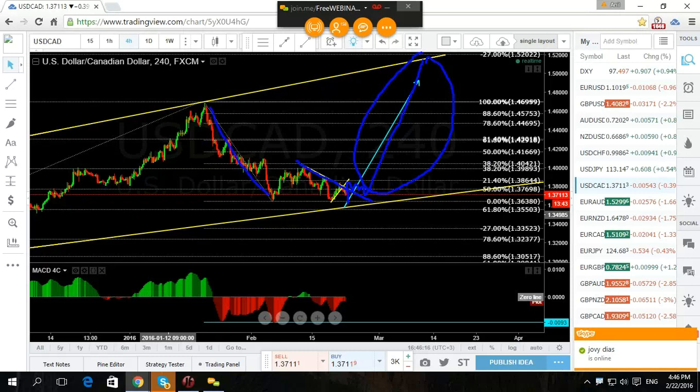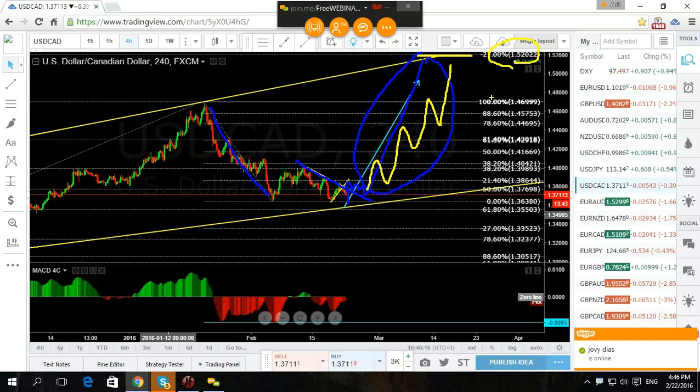Let me use a different color. If I'm unlucky, it's probably going to do this. But I'll be able to manage my trade all the way to the top. And that is what we are looking for, right? All the way to this 270, which is 1.52. Now, will that happen? I don't know.